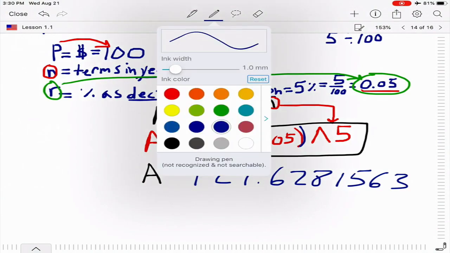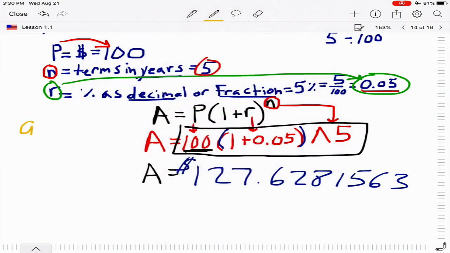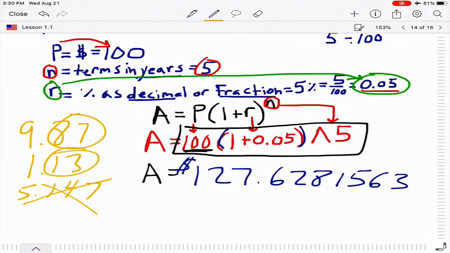So just think about it. How many digits after the decimal represent cents? That's 2 digits, right? Usually, a dollar amount would be like $9.87 or $1.13. It's never $5.147, right? This is never. It's always 2 digits after the decimal. So 127.62. Right now, that's technically your answer, 127.62.